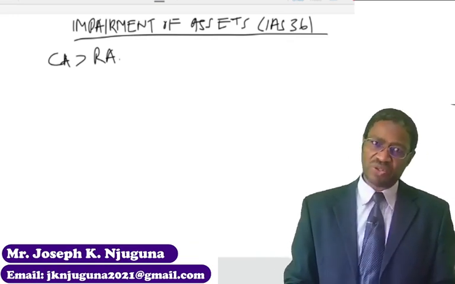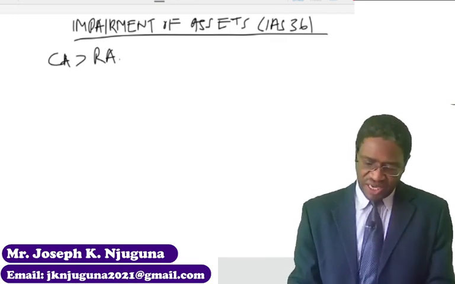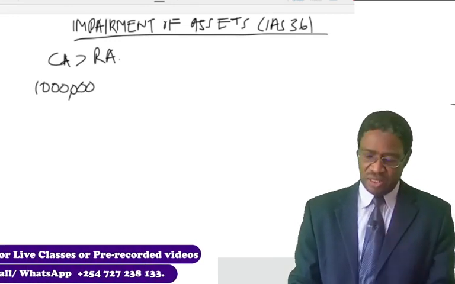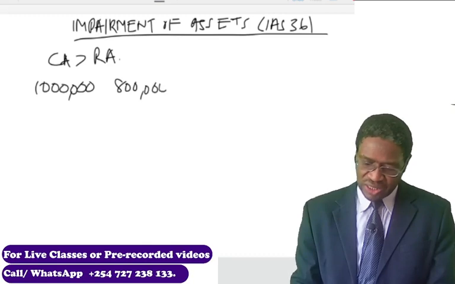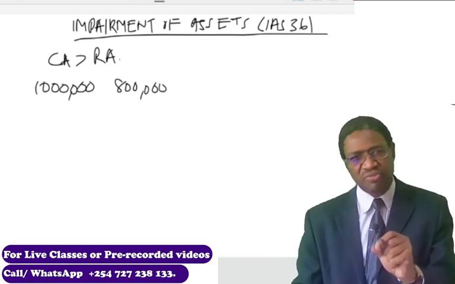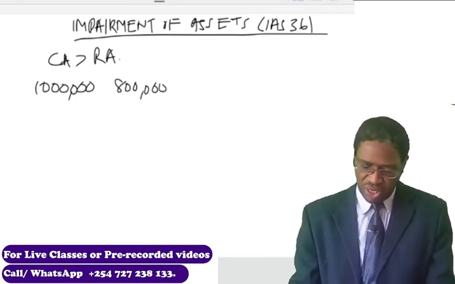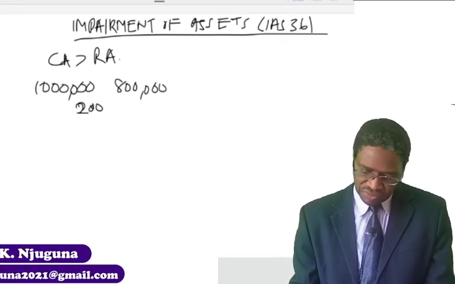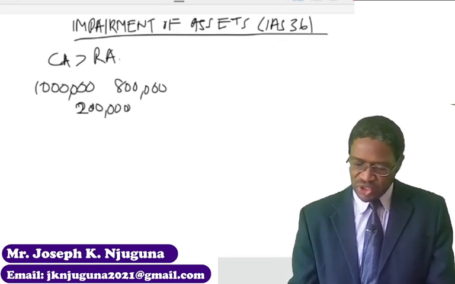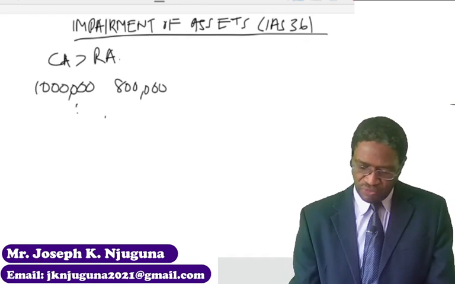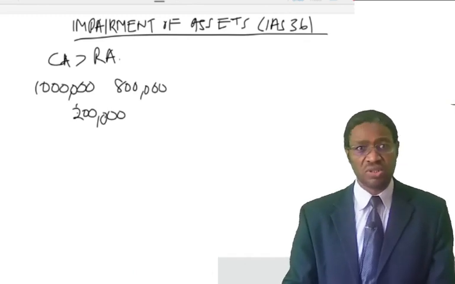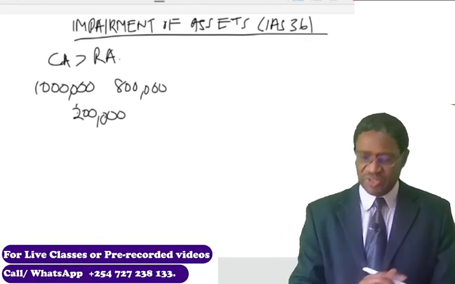an impairment loss. For example, if the carrying amount of your asset is 1 million and you have computed the recoverable amount and got 800,000, then we say that asset has suffered an impairment loss of how much? 200,000. That loss of 200,000 should be written off against the profit in the profit and loss.